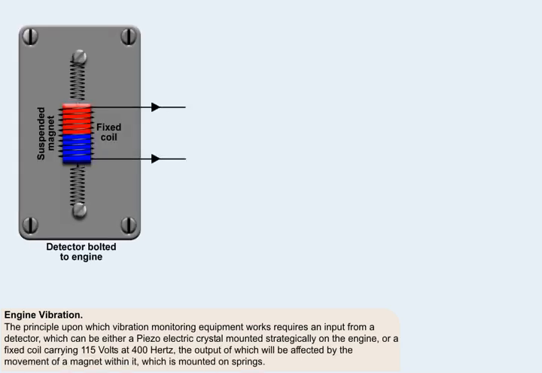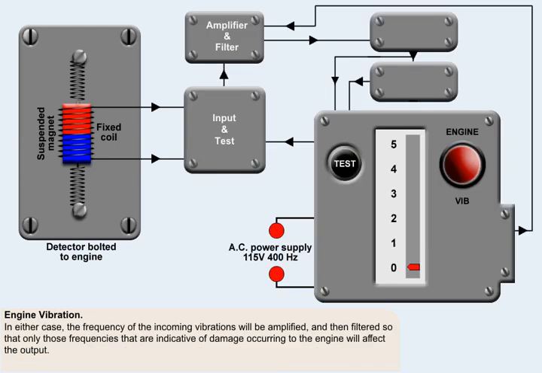or a fixed coil carrying 115 volts at 400 Hz, the output of which will be affected by the movement of a magnet within it, which is mounted on springs. In either case, the frequency of the incoming vibrations will be amplified, and then filtered so that only those frequencies that are indicative of damage occurring to the engine will affect the output.